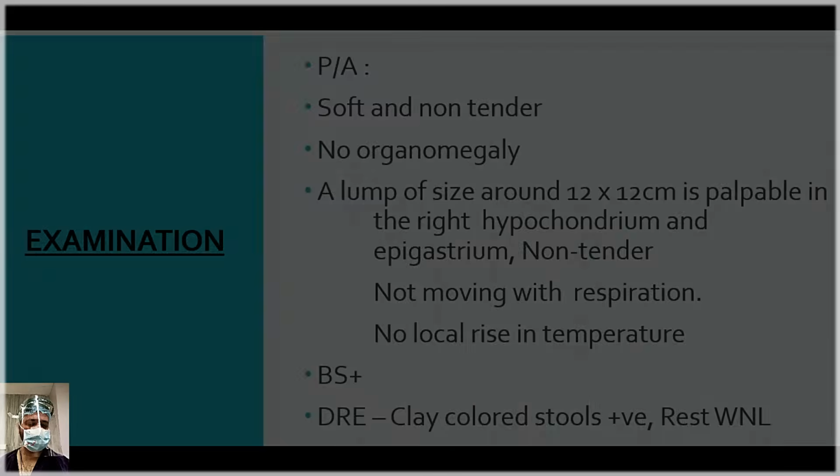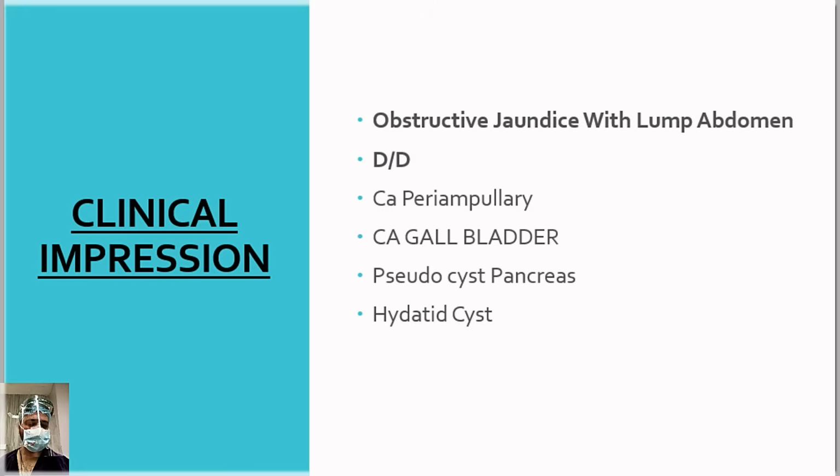Based upon these clinical findings, we had a diagnosis of obstructive jaundice with lump, and so we made a provisional diagnosis of CA periampullary. Second was CA gallbladder, as we are living in the high incidence belt of CA gallbladder. The pseudocyst pancreas was the third diagnosis, and the hydatid cyst was our last diagnosis.